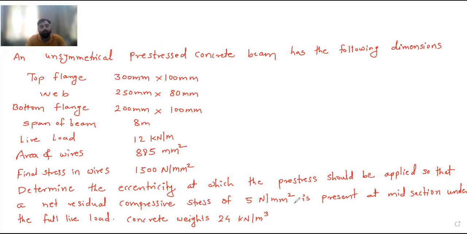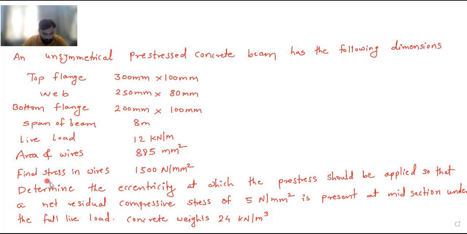Okay. So here they have told us an unsymmetrical prestressed concrete beam. All the dimensions are given: top flange, web, bottom flange. The span of beam is given to us. Live load is also known. From these dimensions we can calculate the area, and from the area we can find the dead load. Live load is already given. Then what remains? Area of steel is known.